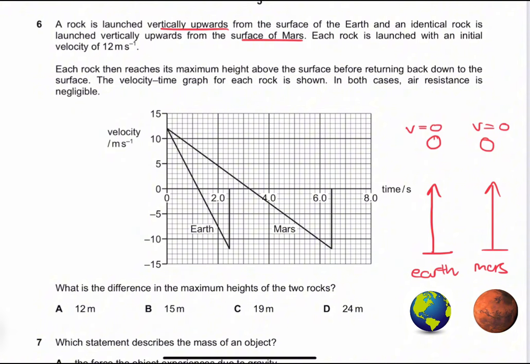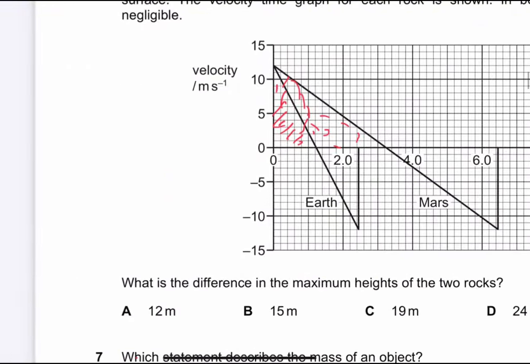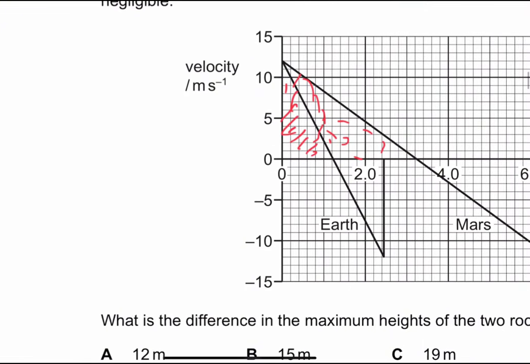So we're going to find the area underneath this triangle, as well as the area underneath this whole triangle, and then we subtract the two. See which one is bigger? Obviously, on Mars, it has to be bigger. It's a bigger triangle. And then we subtract the two. So let's start with Earth.